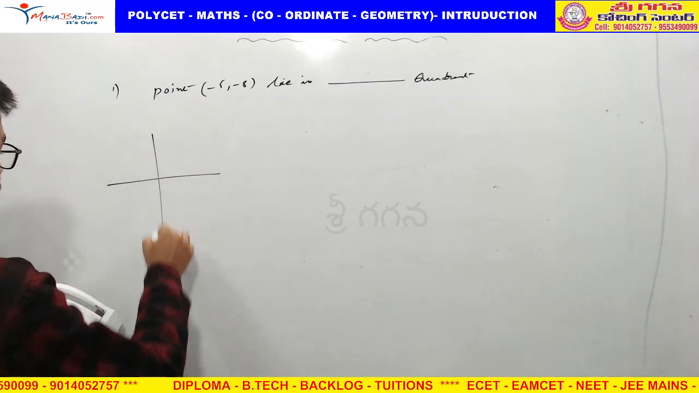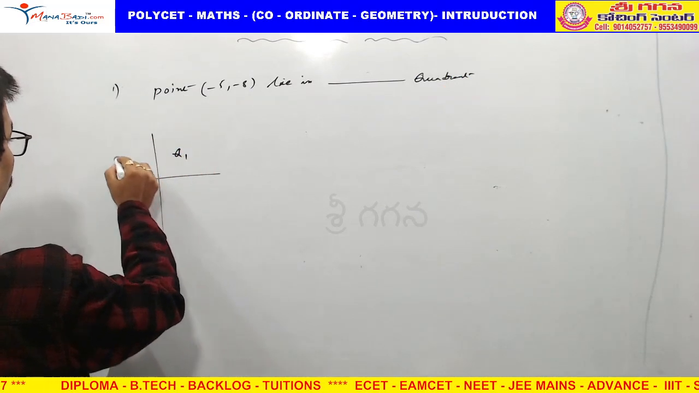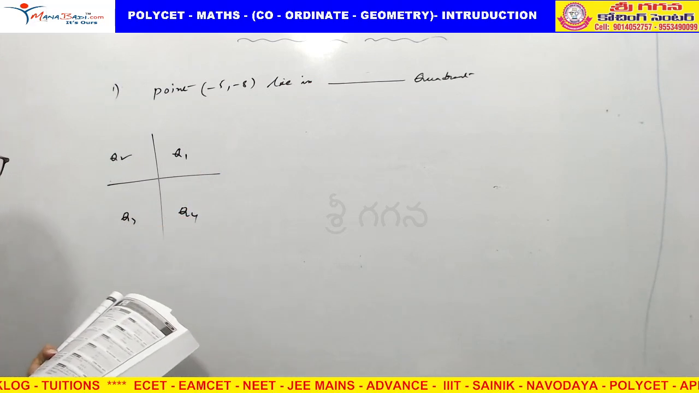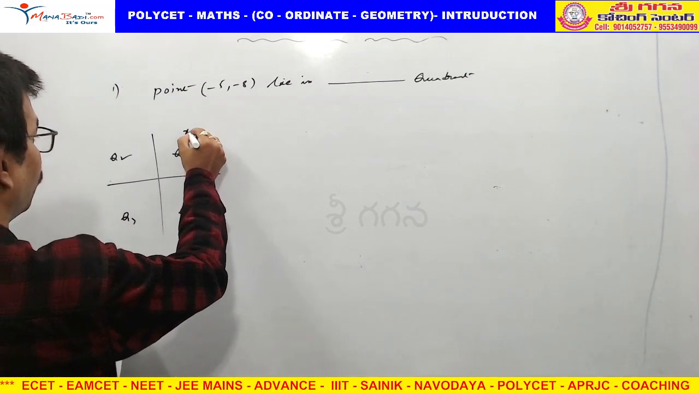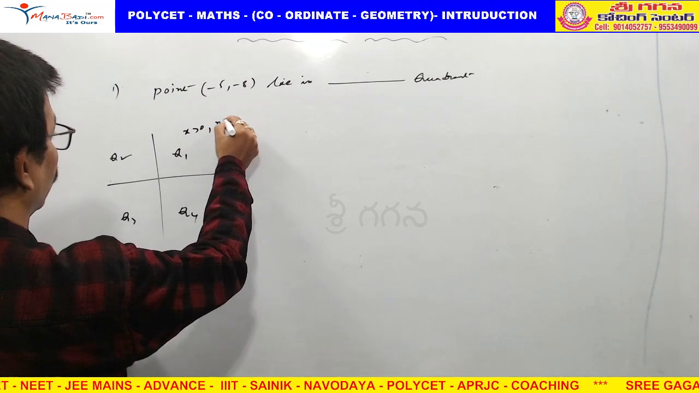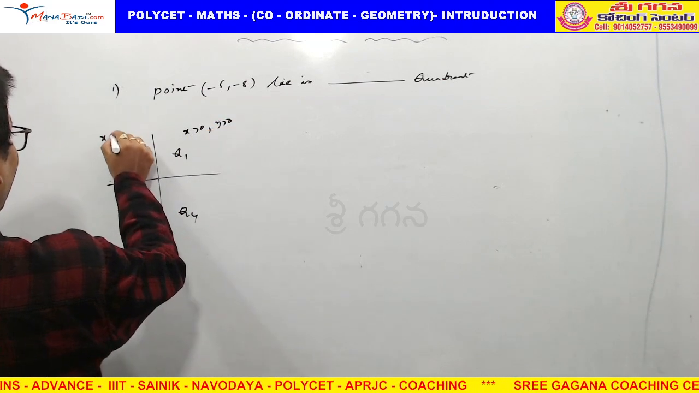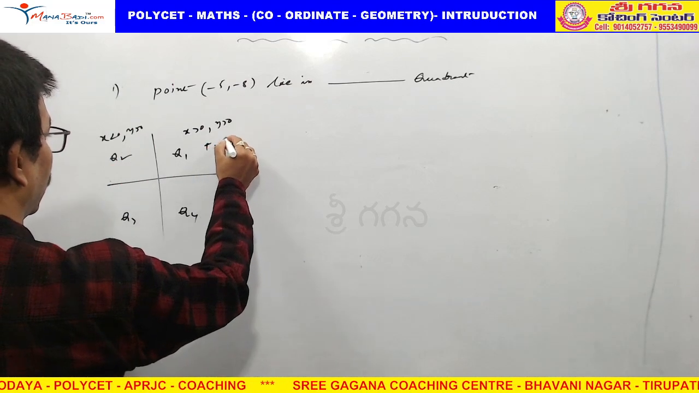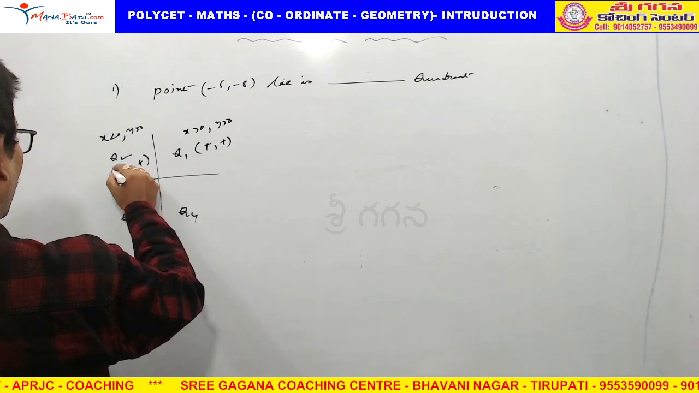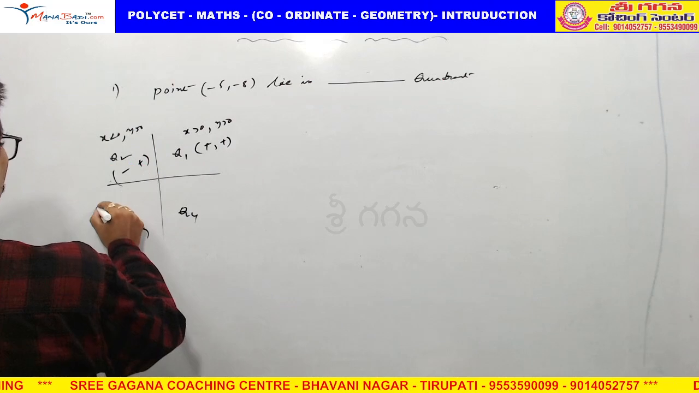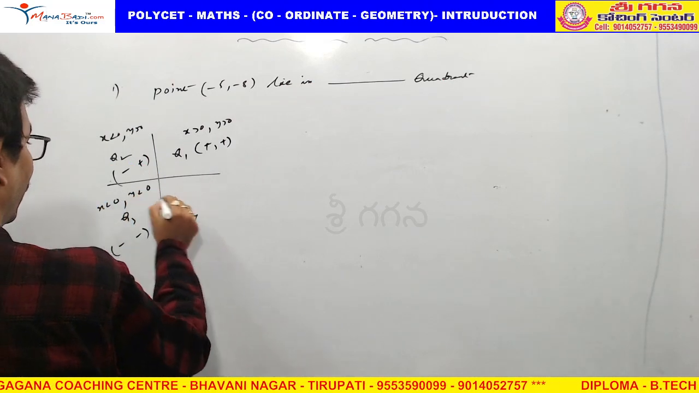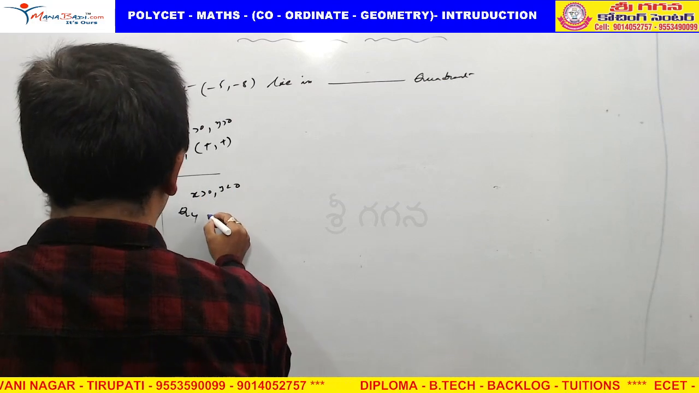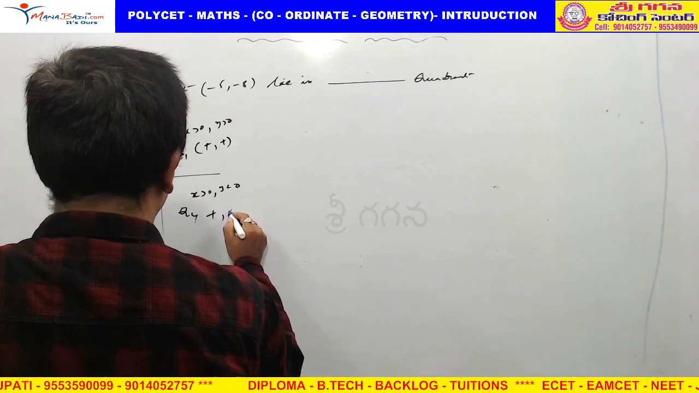So if you take this is first quadrant Q1, this is Q2, this is Q3, this is Q4. Okay. So here x is greater than 0, y greater than 0. Here x is less than 0, y greater than 0. That means here plus will come, here minus plus will come. Like that here both are minus, both less than 0. Here x greater than 0, y less than 0. That means positive negative will come here.